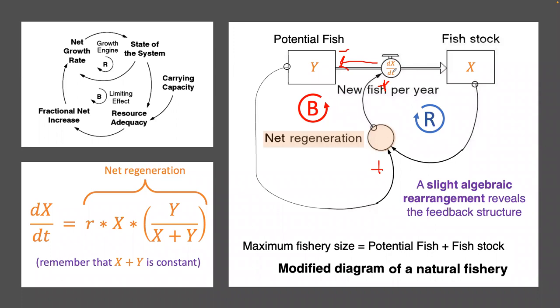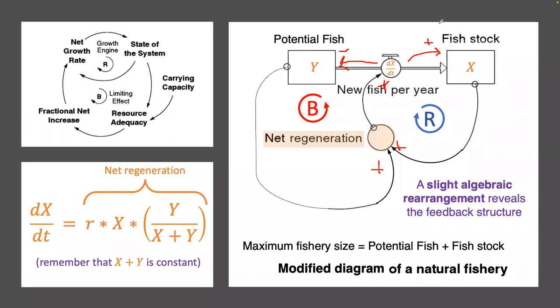Whereas in the other direction, I know that X has a positive impact on this net regeneration formula. I know that this is a plus, and I know that this implicitly has another plus. So I can see here that by breaking things up into this form, I've got the exact same system, but now I've structured it so that it's very clear that there's a reinforcing loop. All things being equal, if you could somehow hold the potential fish constant, the more fish you'd get, the higher the net regeneration rate. All things being equal, if you could somehow hold the number of fish constant, but then increase the number of potential fish, the net regeneration rate would go up.